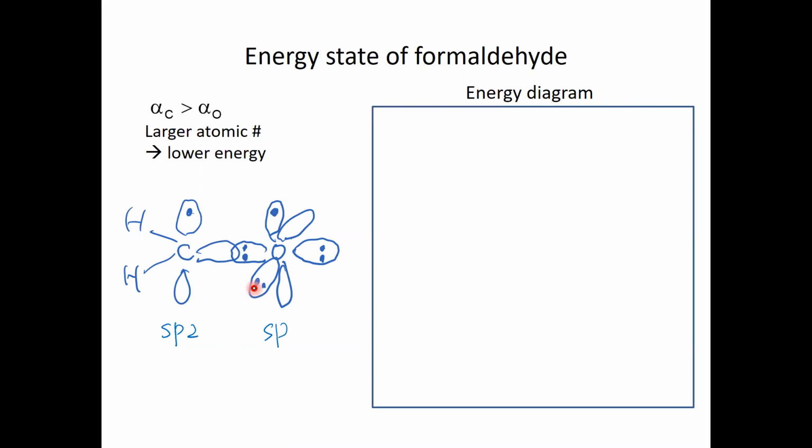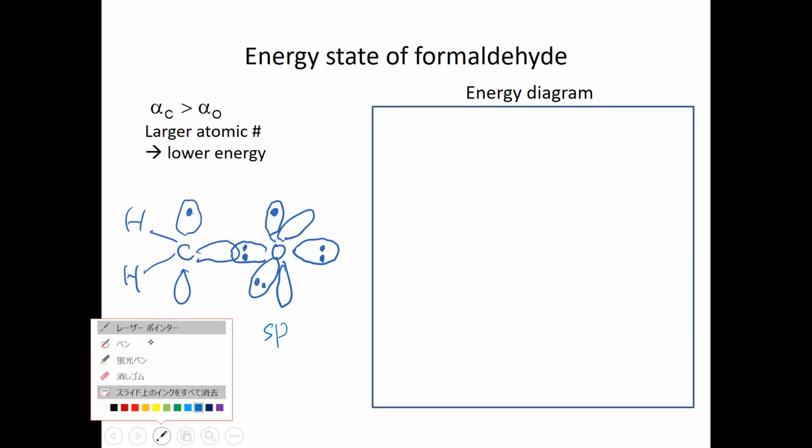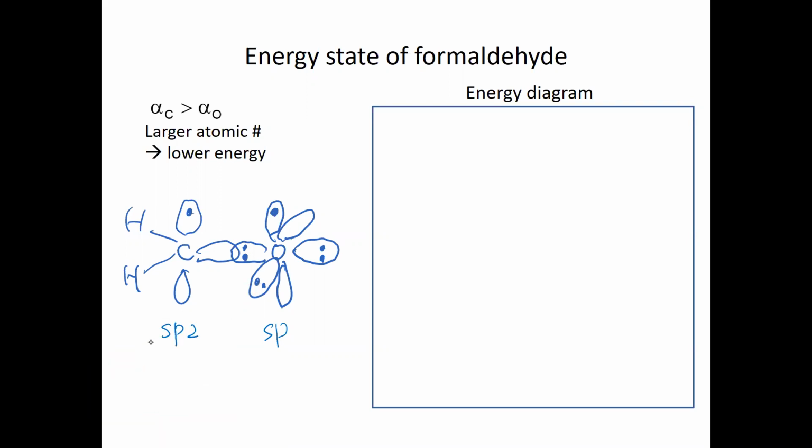Please stop the video and draw the energy diagram and how to make the bonding orbitals for CO. Okay, then let's think about this. Take energy, and first we have to decide what kind of atomic orbitals are involved in making the bond.